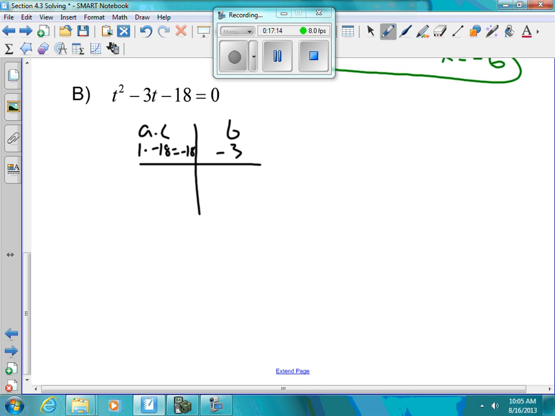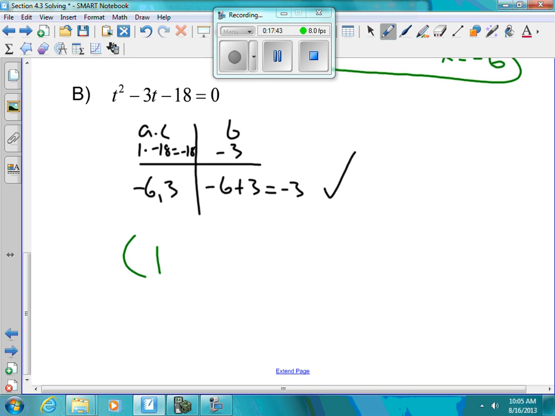What does that mean when that last term is negative? Of course, that means that one of the factors is positive, one is negative. So keep that in mind. So when you went through, you probably made a long list. Hopefully you found that -6 and +3 were the combination that would work for this one. That works. They multiply to make -18. They add to make -3. We are in business.